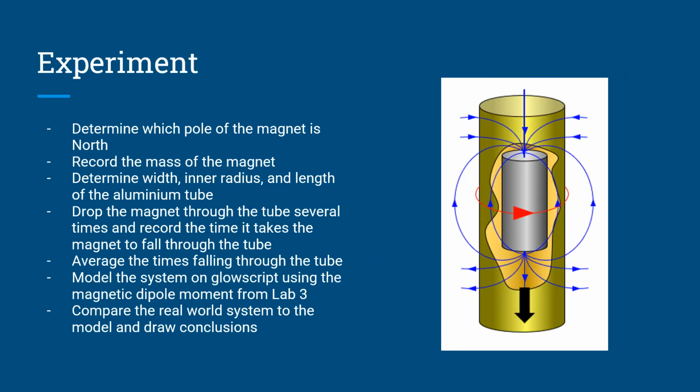During the experiment, we determined which pole of the magnet is north using the magnetometer app on our phone. Then we recorded the mass of the magnet, determined the width, inner radius, and length of the aluminum tube, dropped the magnet through the tube several times, and recorded the time it takes the magnet to fall through the tube. Then we averaged these times, modeled the system in ClosScript, and compared it to the real model, like I mentioned earlier.